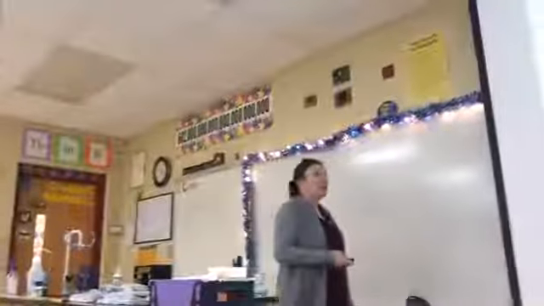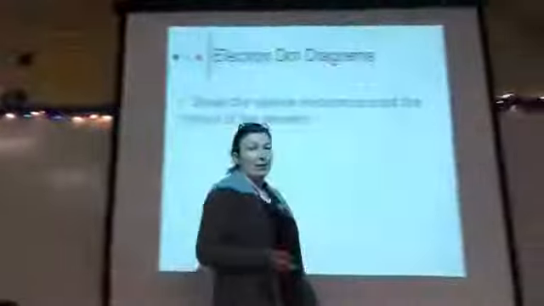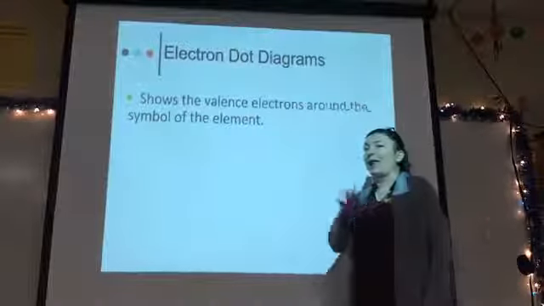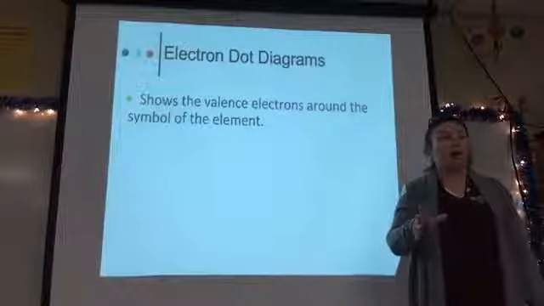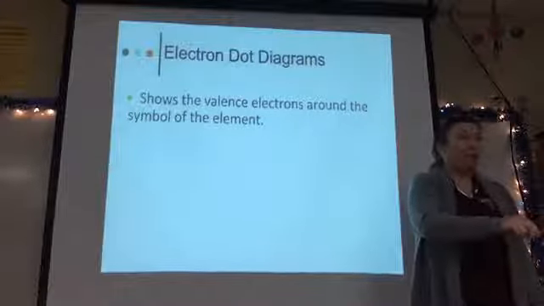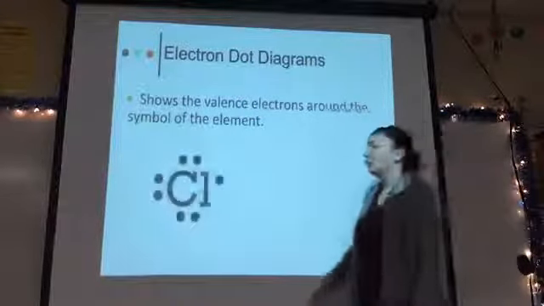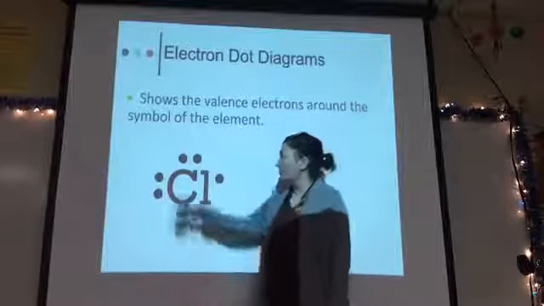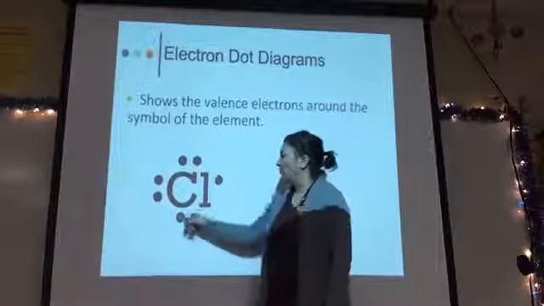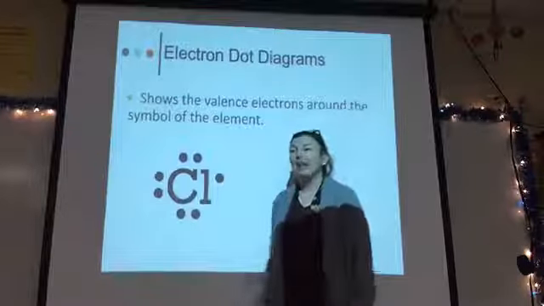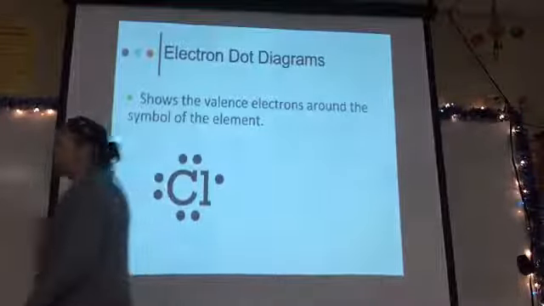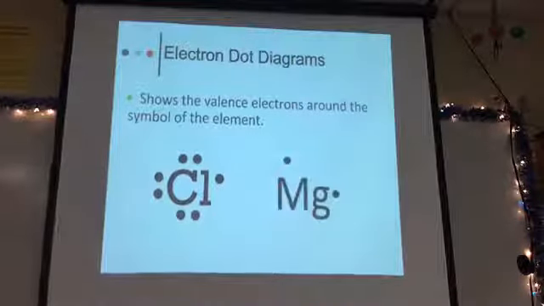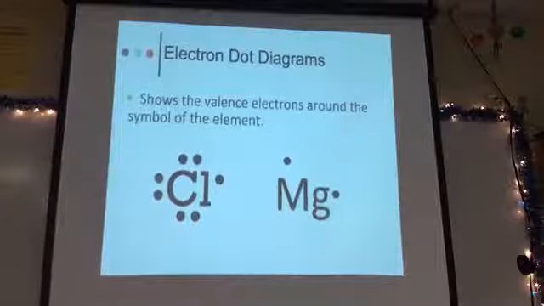Okay, so now we're going to talk about electron dot diagrams. Electron dot diagrams are a way of showing how many valence electrons there are using a symbol. For example, chlorine, here's my symbol, has 7 valence electrons. 1, 2, 3, 4, 5, 6, 7. You just put 7 dots around it. That's all you do. For magnesium, it has 2 valence electrons, so you put 2 dots.